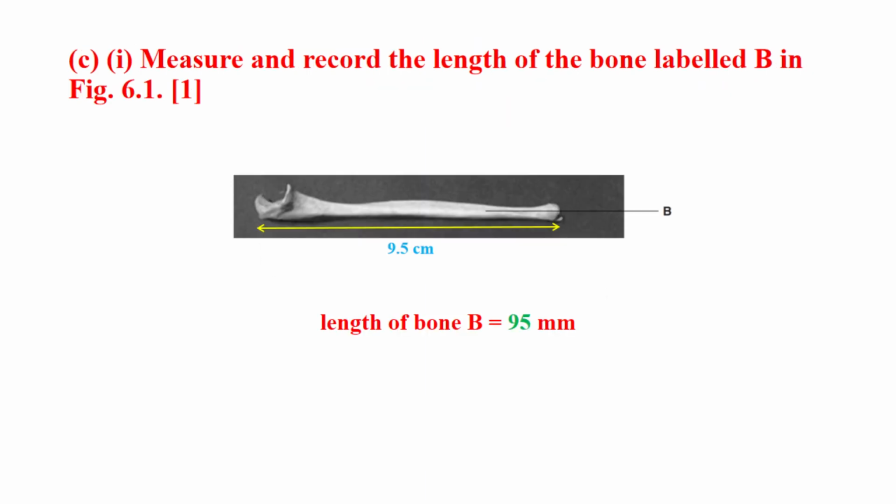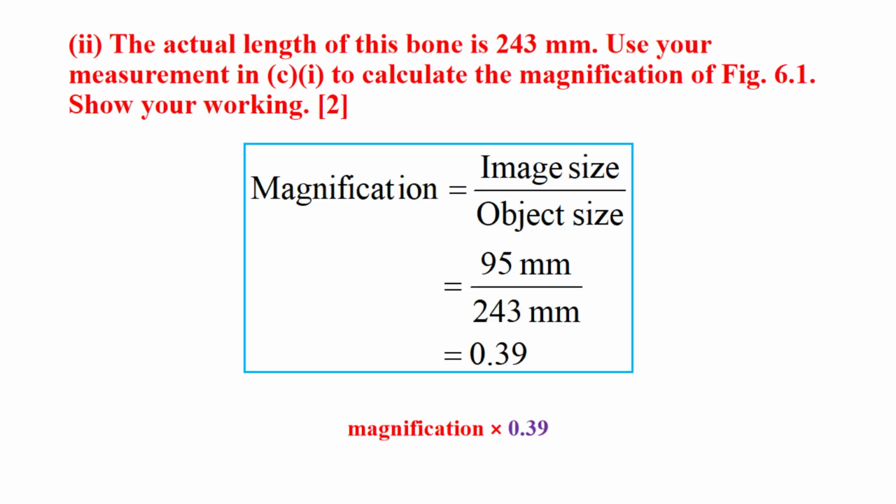In Part C, Part 1, we measured and recorded the length of the bone labeled B in Figure 6.1. The ulna was found to be 9.5 cm in the image, that is 95 mm. In Part 2, we need to calculate magnification. Image size is 95 mm, which was measured in Part 1. The actual length of this bone is 243 mm, which gives us a magnification of about 0.39. This helps us understand how images can represent real-life sizes.